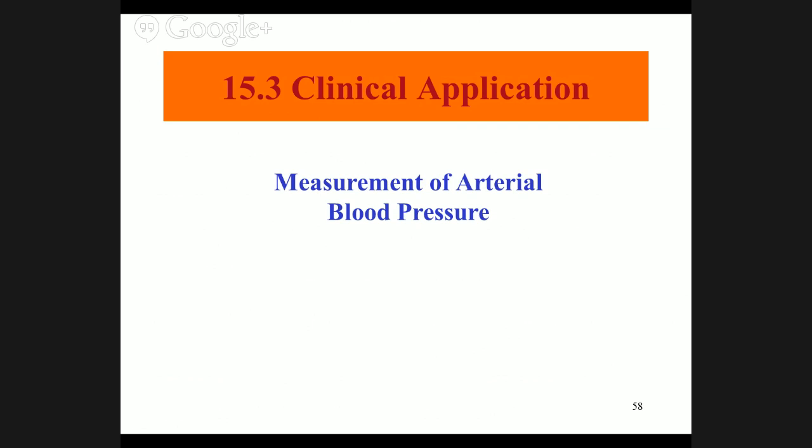15.3 has a clinical application of the measurement of arterial blood pressure. A sphygmomanometer is used to measure it. That's a formal name for it. Most people today either have an electronic cuff that you can buy, a wrist cuff that just attaches to your wrist, and push a button and boom, you get your blood pressure and heart rate usually.